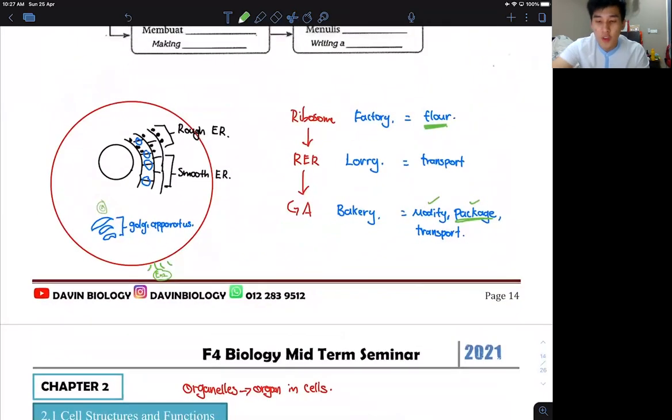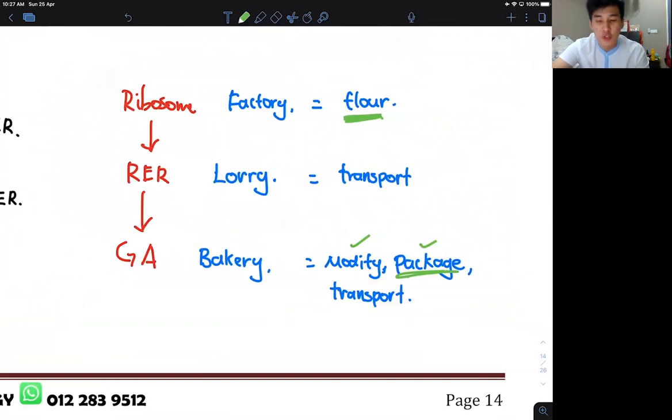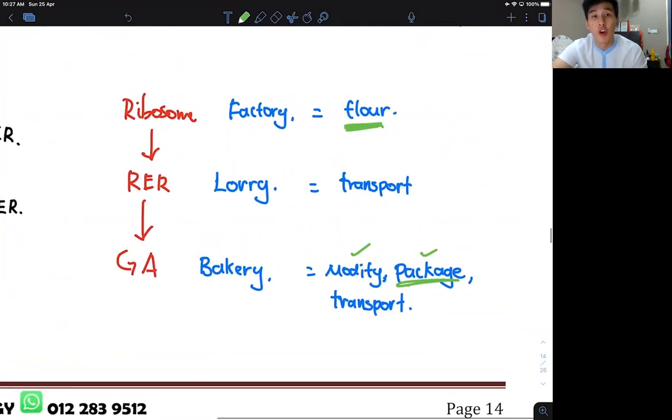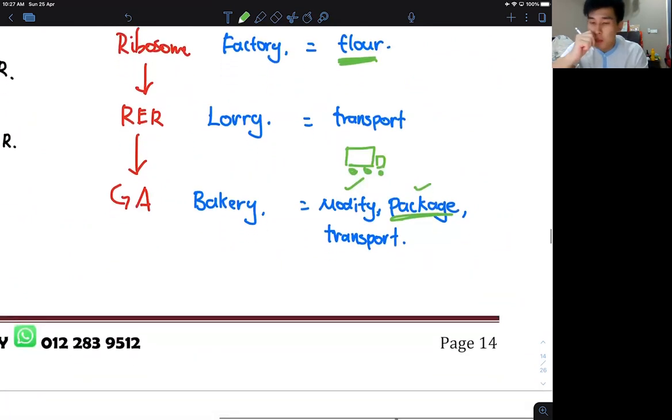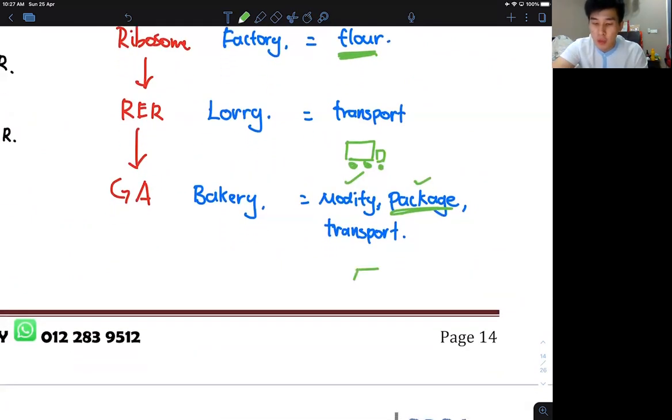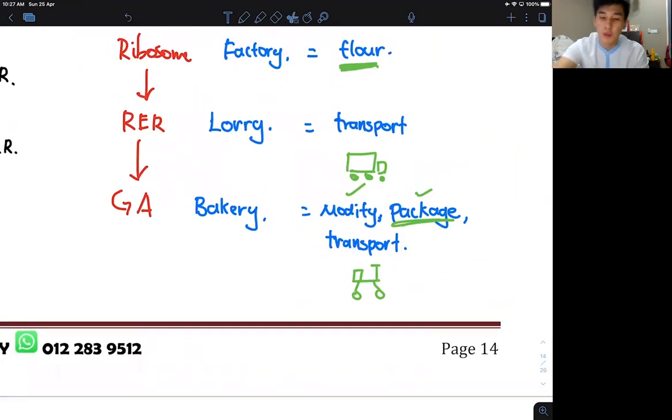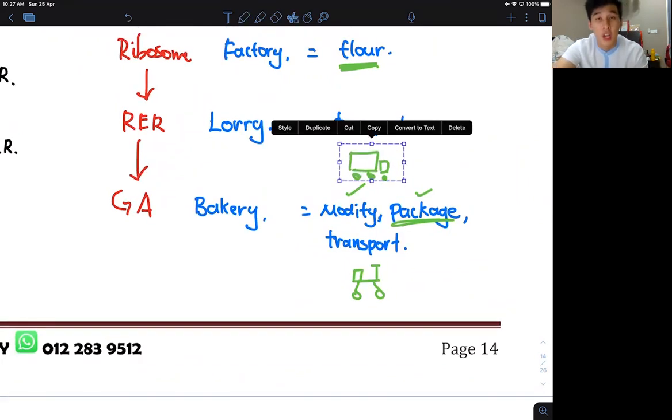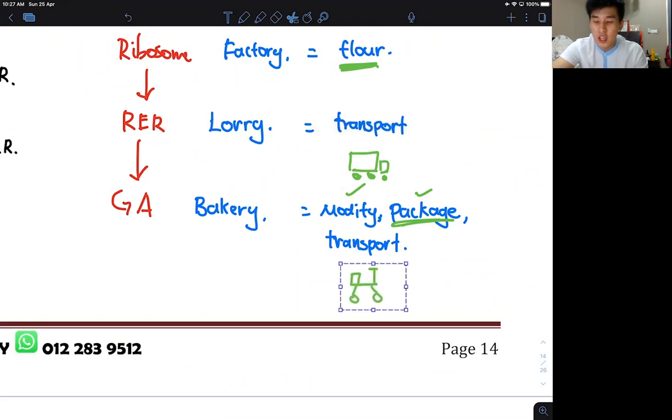Understand? So over here is just like from factory to your bakery. When I transport flour, I use a lorry. But when I transport to people's house, I use Grab, I use a motorbike. Ding ding. So it's a different kind of transport, right? When I come to the bakery, I use a lorry. When I go to people's house, I use Grab. So it's different modes of transport.